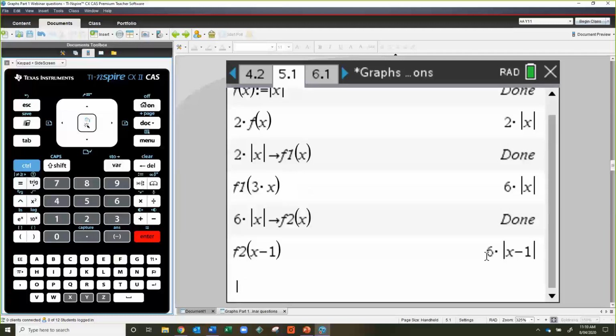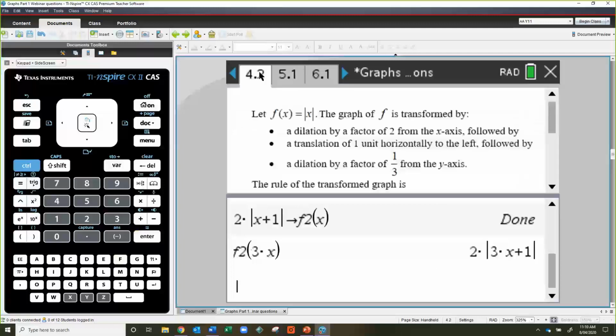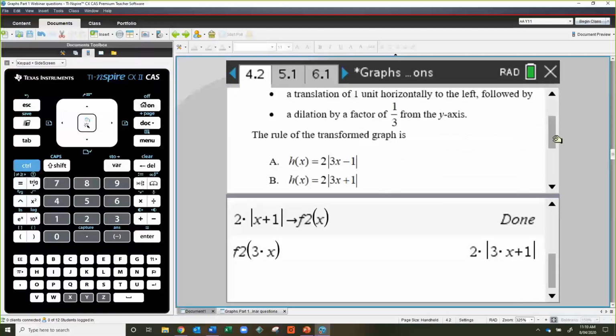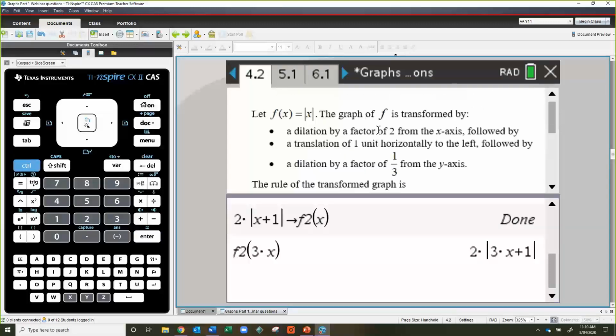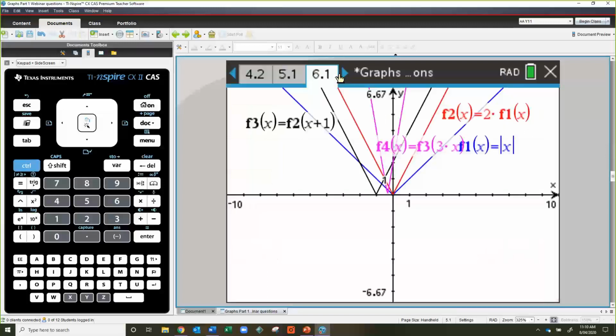So clearly I'm getting a different answer. So of course the order of transformation matters. If the question describes the order of transformations, you have to follow this order to obtain the rule. Given the graph, it's a different story. Remember, we dilate and reflect before translate.